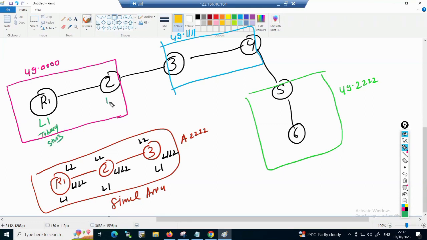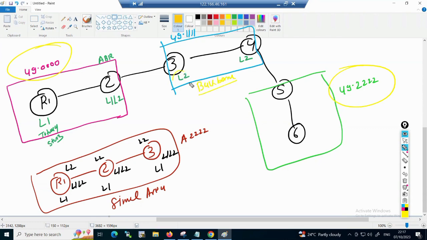This is level 1 and level 2. You consider that an ABR, because eventually this router provides the connectivity between two different areas, this one and this one. I can consider this one as level 2. Why do I consider it level 2? Because this level 2 router is providing the connectivity between this area and this area. So I can call this the backbone area.